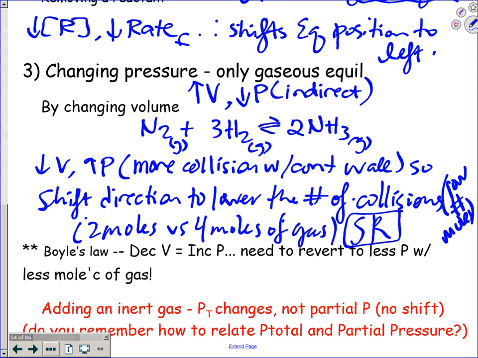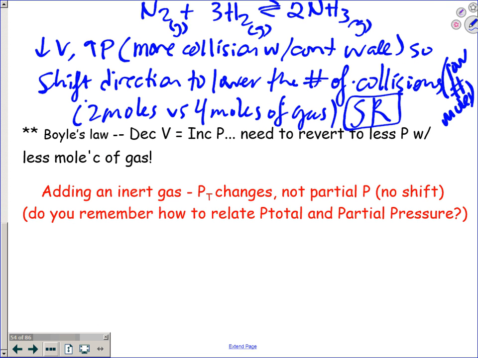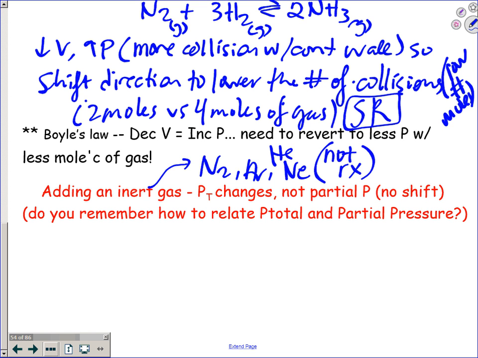Okay. So the other condition where pressure would be included is actually a no shift situation. So what is an inert gas? Before I move on. Okay, so any examples of inert gases? Say again? Nitrogen's an inert gas. Argon, like a lot of the noble gases, are also inert. Inert means not reactive. Helium.